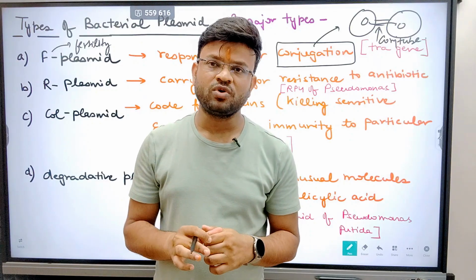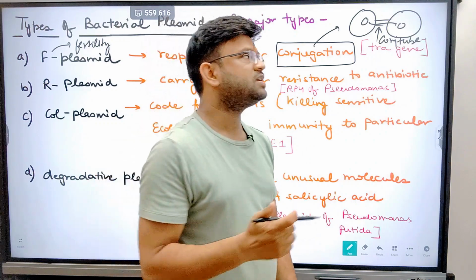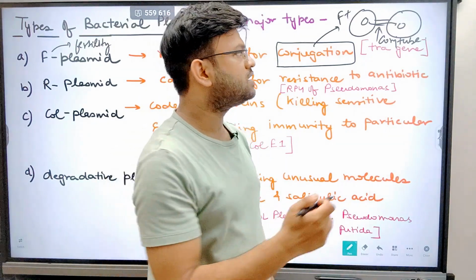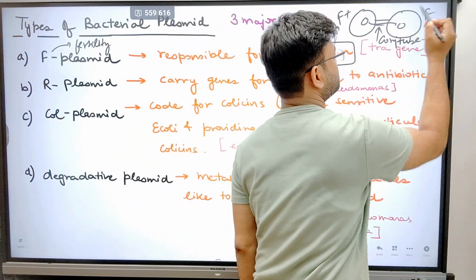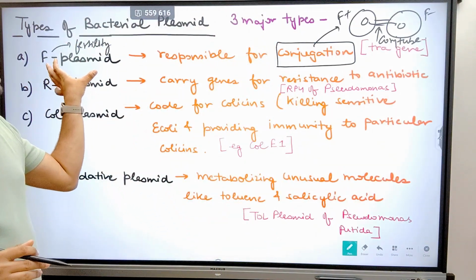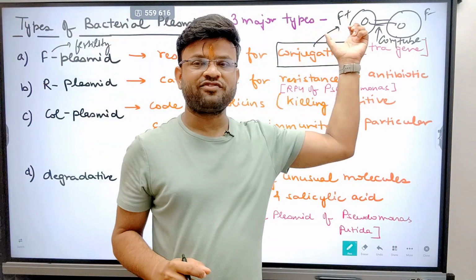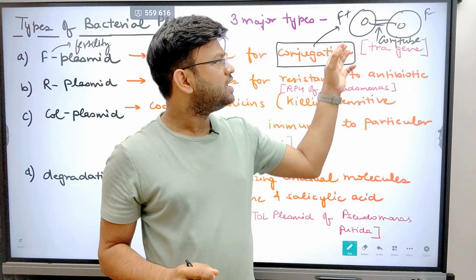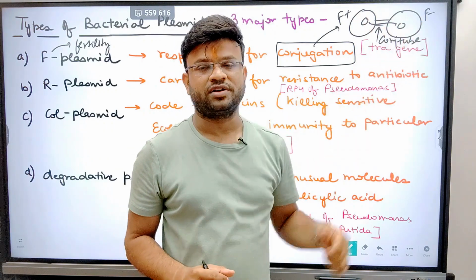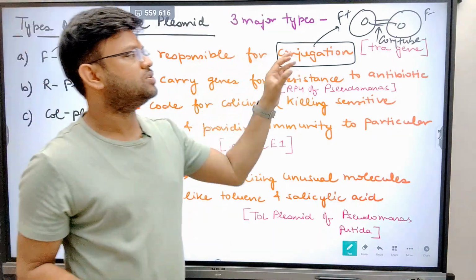Now, an important point to note over here is that the bacteria that will be serving as a donor of the plasmid is called F+, and the bacteria that will be serving as a recipient will be called F-. Understand this, that only when the F plasmid is present can the conjugation happen, because the F plasmid will help in making this conjugation tube and transferring the genetic material from one to another. This is the importance of F plasmid, so it will be responsible for conjugation.